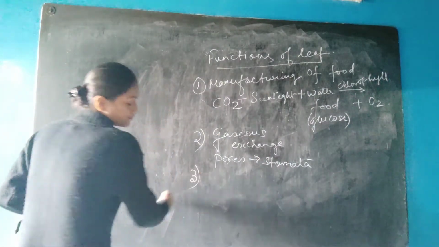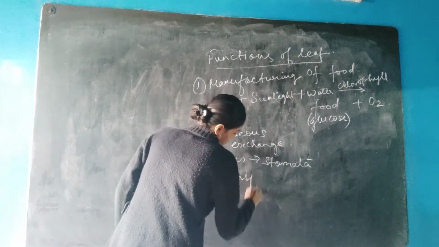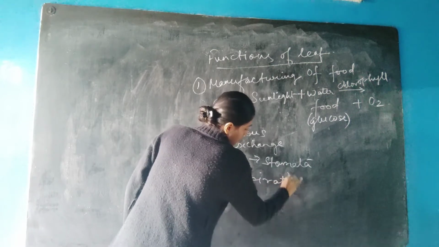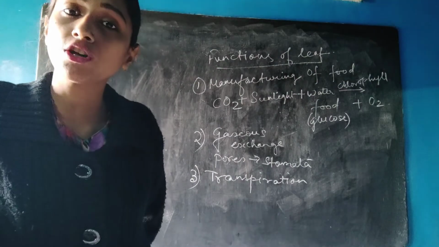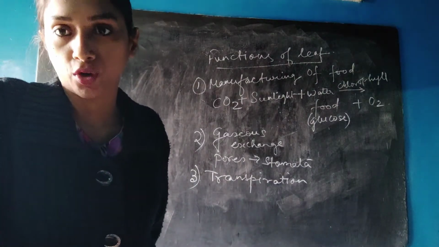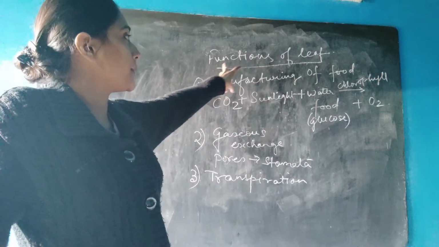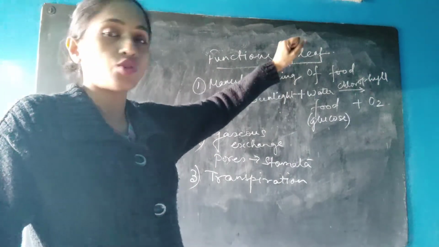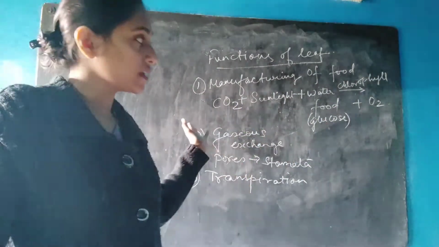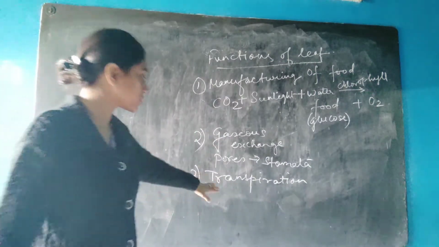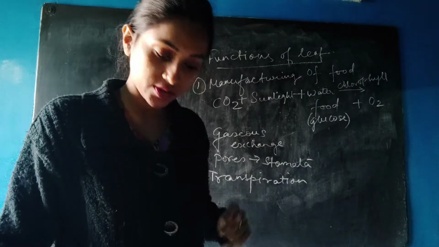Point number 3 is transpiration. Now what is transpiration? Transpiration is the removal of excess water from the plant body. Now what is this excess water? The water which is taken up by the plant to prepare food or to do photosynthesis, this water gets in excess. They remove this excess water by the process of transpiration through stomata. So these are the general importance of leaves.